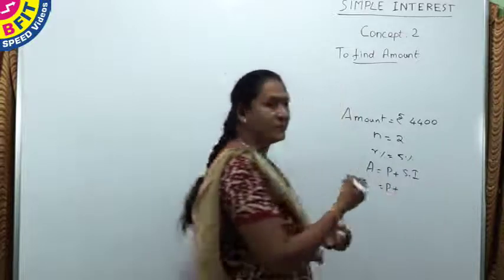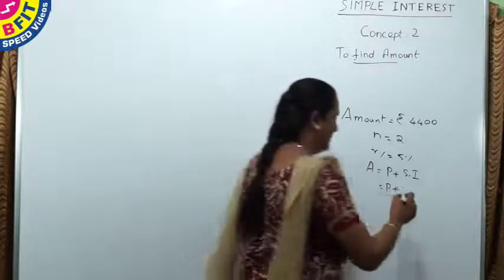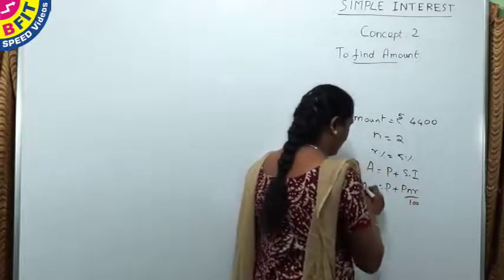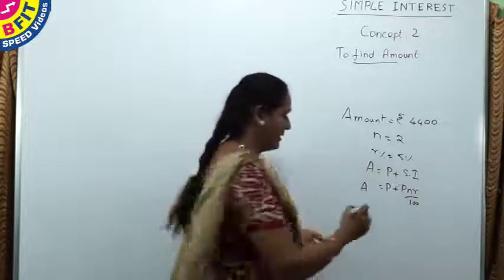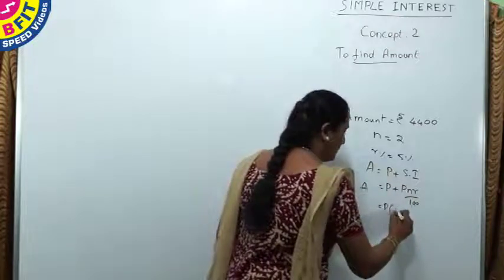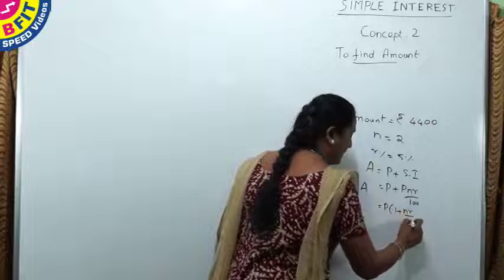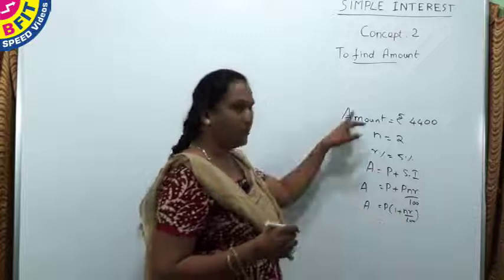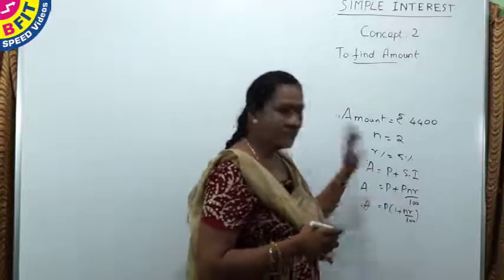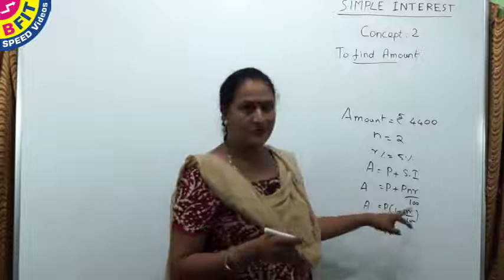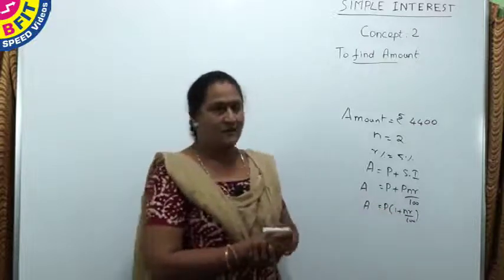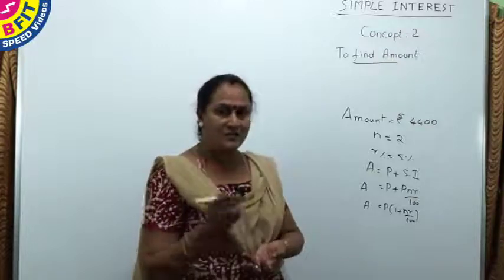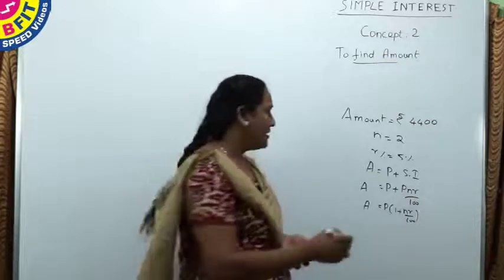What is the formula for simple interest? It is PNR by 100. And take this P common. So we have P into 1 plus NR by 100, which is equal to the amount. In this equation, the amount value is given, the number of years is given, the rate is given. So substituting in all this, we get the principal. This is how we proceed using the formula. But I'll tell you how to work it out in a simple pattern with a simple logic instead of using all this.